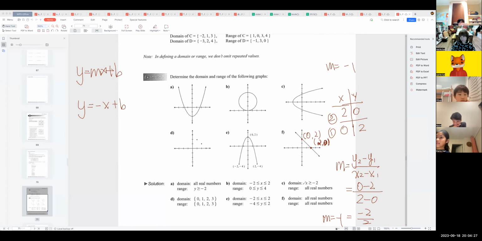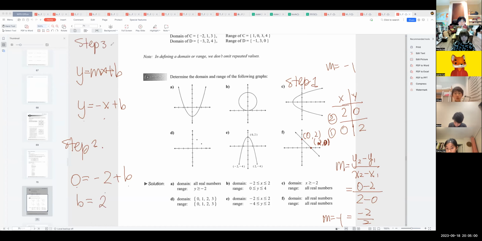Okay, so this is step 1. Step 2: still you do this one. You see y equals 0, -2 plus b. Get it? You can just plug in when x equals 2, y equals 0. So b equals 2. Step 3, you find the final answer: y equals -x plus 2.